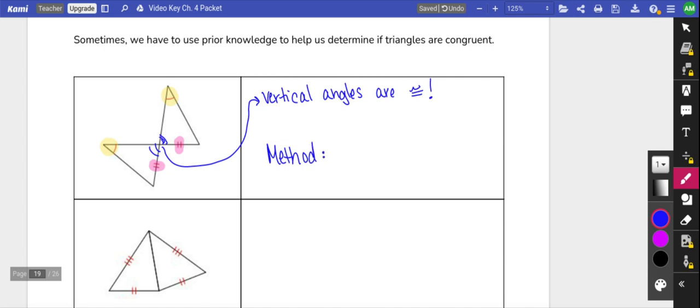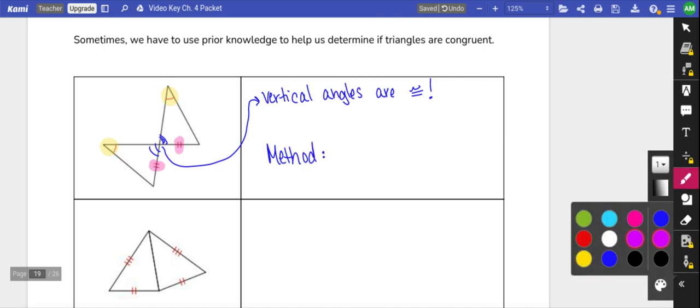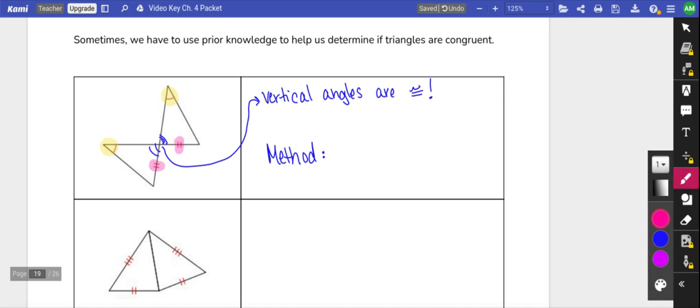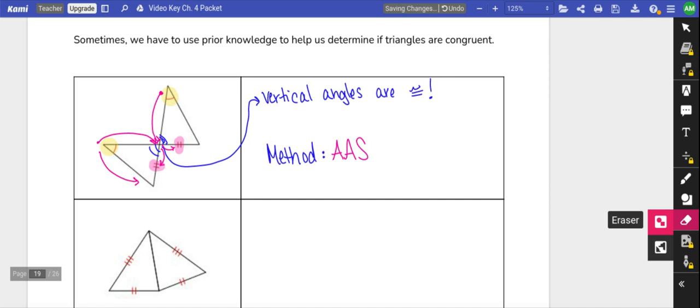And the method that we're going to use, let's go around in a circle, clockwise or counterclockwise, to determine which method. Starting at an angle here, I have an angle, followed by an angle, and then followed by a side. So it's angle, angle, side. Even if I look at my other triangle, an angle, a side. Again, I can't go in this direction because I would skip over a side and an angle. I can't do that.